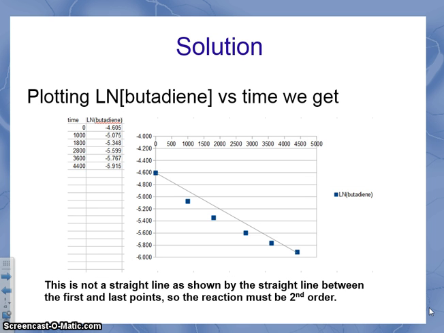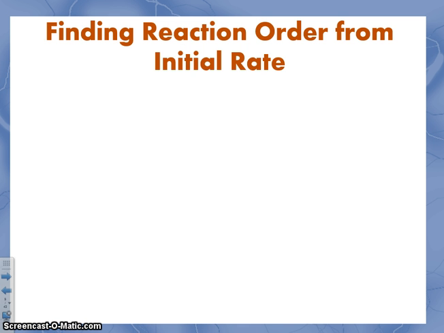When you look at the natural log versus time, we see this curve. We've plotted a straight line here between these 2 points to show that it is not a straight line with all these points. This reaction then is very likely a second order reaction, certainly not first.